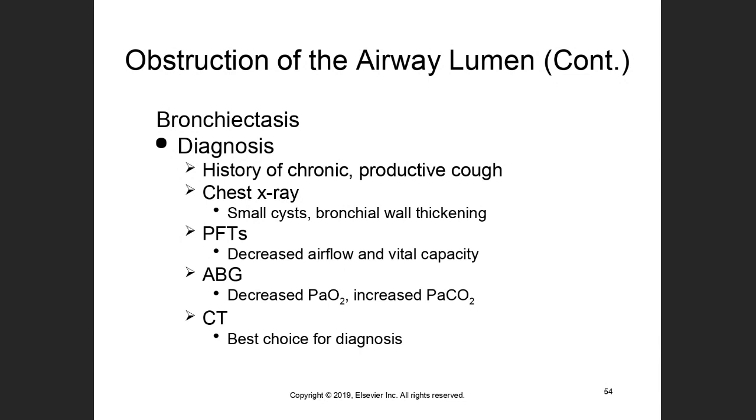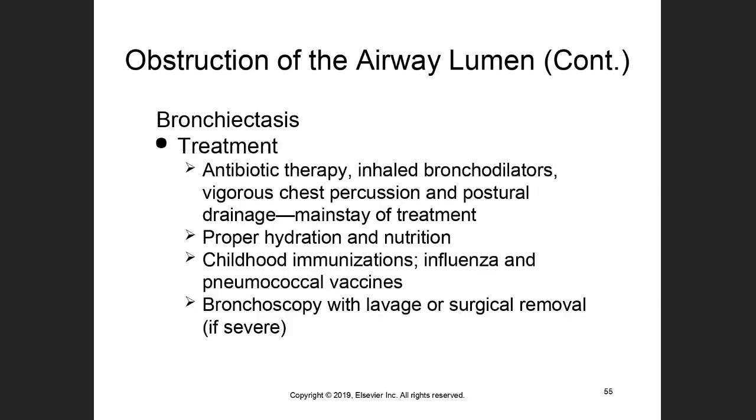Diagnosis: history of chronic productive cough, chest X-ray is extremely important, pulmonary function tests, ABG, and CT. Most of the time, you have to do a CT to see the bronchiectasis. That's basically the only lung problem where you have to do a CT to diagnose those patients. Treatment most of the time is antibiotic therapy because the main predisposing factor is infection, recurring infection.